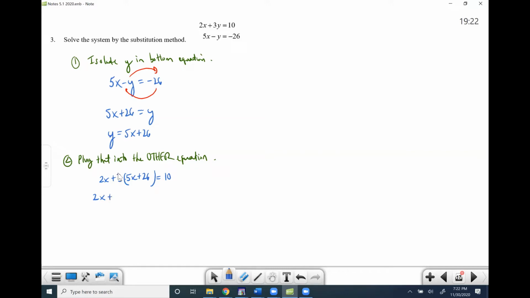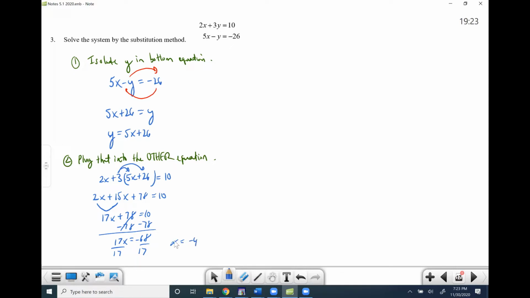All right, so here we go. 2x plus 15x plus 78 equals 10. We'll add these 2 together. Minus the 78. And divide by 17.